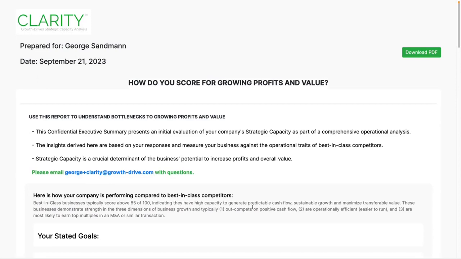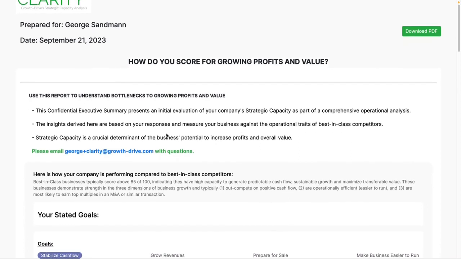This is the report that is generated and automatically sent to people who complete the Clarity Level 1 Lead Generator Initial Strategic Capacity Analysis. That's a mouthful. So when you send out the link, people complete the survey, they put in their email address, they automatically get this report, as do you. What's in this report? How do you score for growing profits and value? Profits and value is the name of the game.